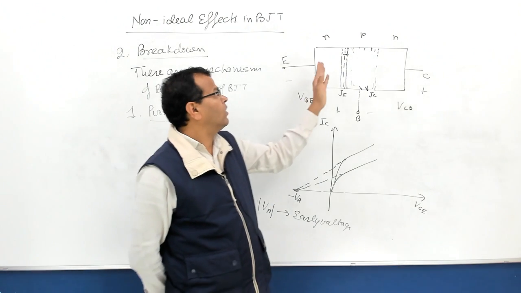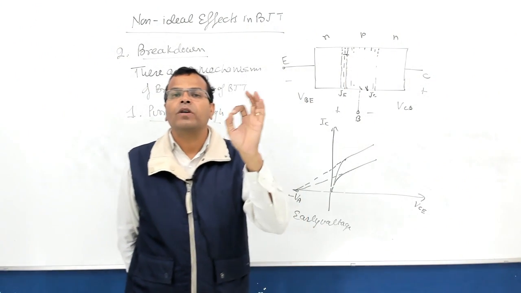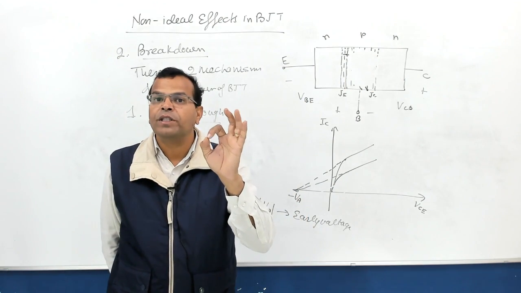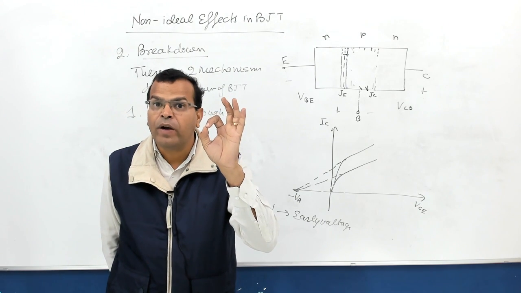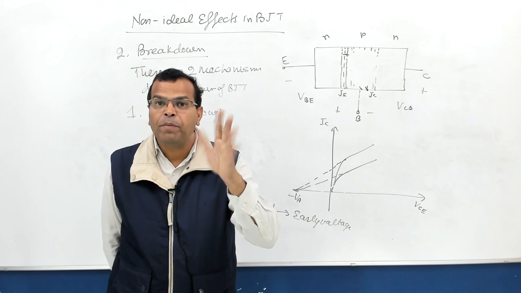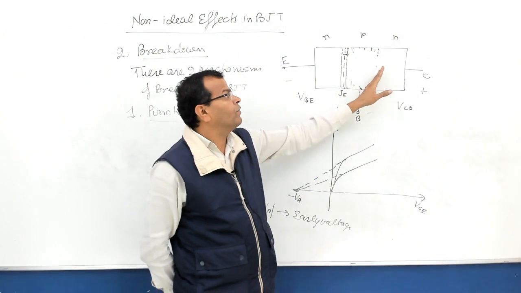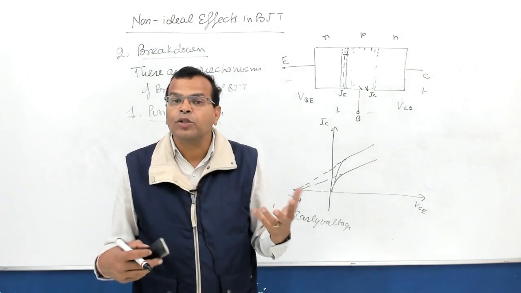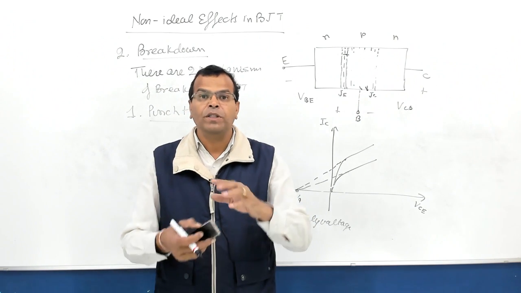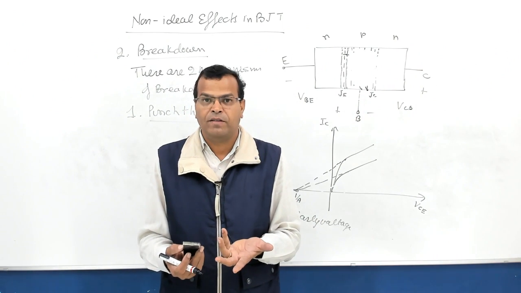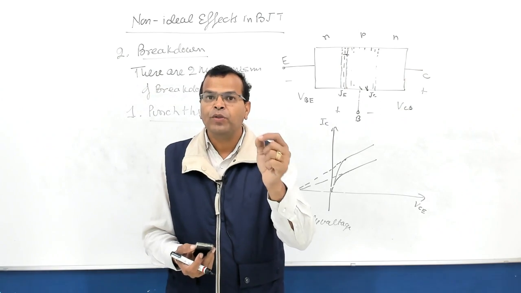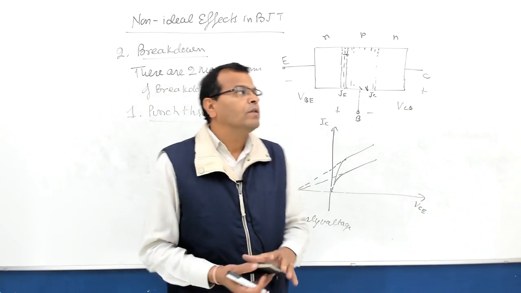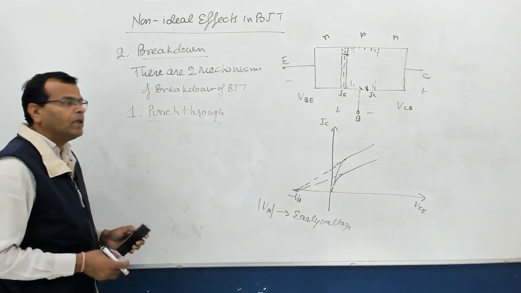All of the carriers are reaching the collector. So your transistor operation as an amplifier ceases to exist. There is no more amplifier operation when the whole of the base region is covered by the depletion layer. That is the situation of breakdown. Your BJT is behaving no more like an amplifier. So punch through should never happen. I hope the concept is clear.